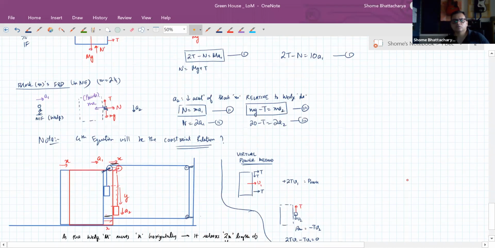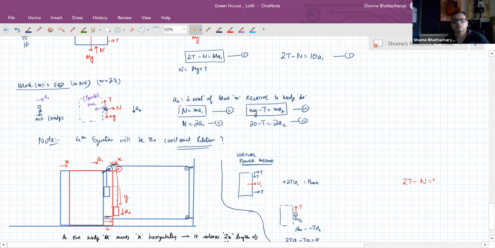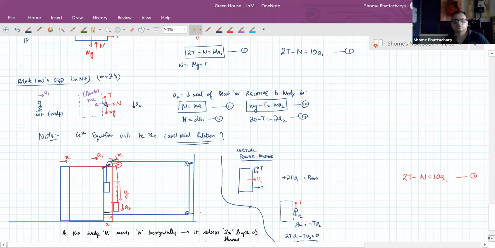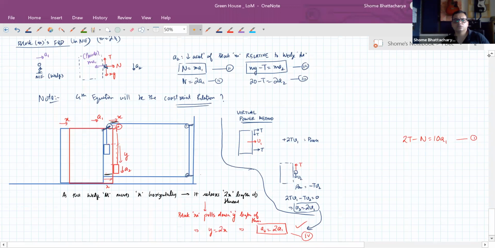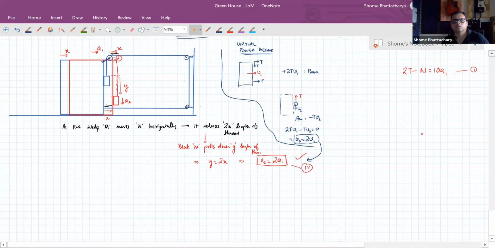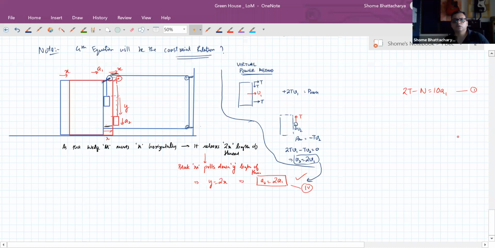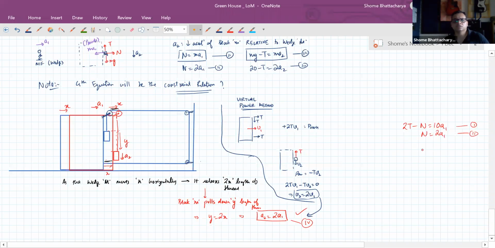So we have 2t minus n is equal to 10a1. That is our first equation. And then let's write out the other equations. n is equal to 2a1. That's our second equation. And 20 minus t is equal to 2a2. That is our third equation. And a2 is equal to 2a1. That is our final constraint relation.